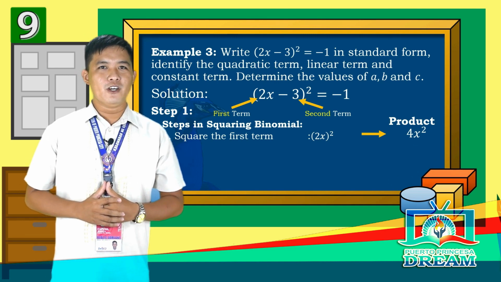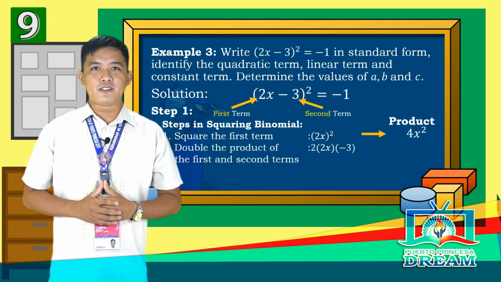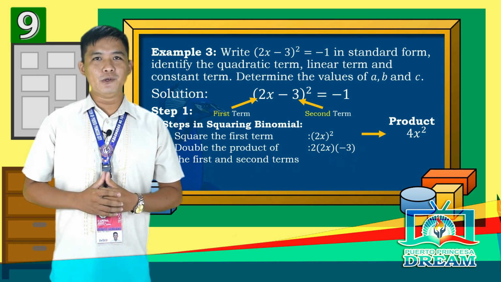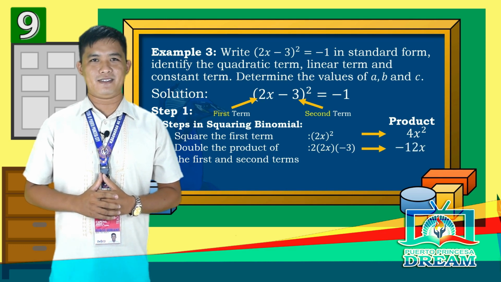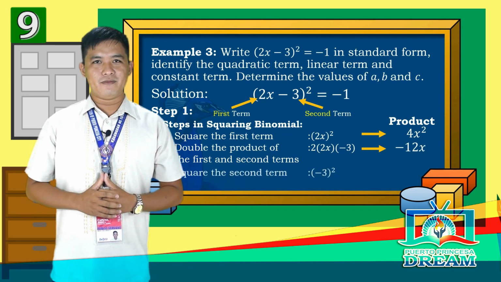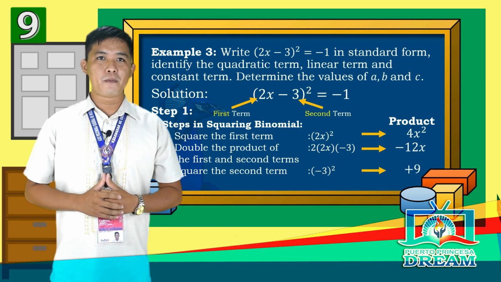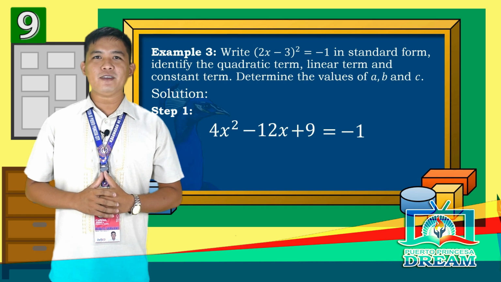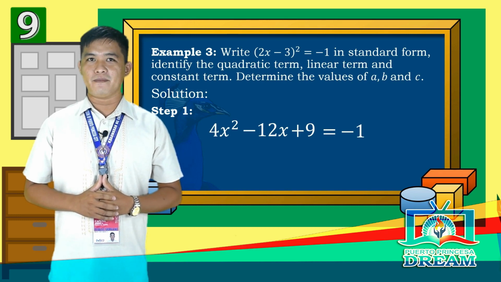Step 2. Double the product of the first and the second terms. The first term is 2x and the second term is negative 3. 2 times the quantity 2x times negative 3 is equal to negative 12x. Step 3. Square the second term. The square of negative 3 is equal to positive 9. After squaring the binomial, the resulting equation is 4x squared minus 12x plus 9 equal to negative 1.